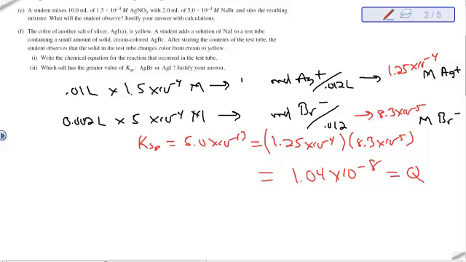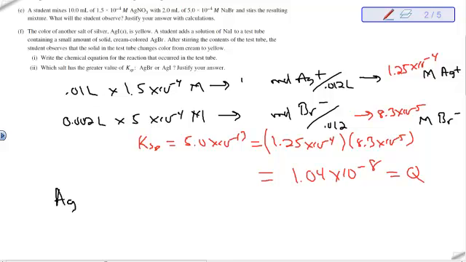The color of another salt of silver is yellow. So silver iodide is yellow. A student adds sodium iodide to a test tube containing a small amount of solid cream-colored AgBr, meaning a saturated solution. After stirring the contents of the test tube, the student observes that the solid in the test tube changes from cream to yellow. In other words, the silver bromide goes away, replaced by silver iodide. Write the chemical equation for this reaction.